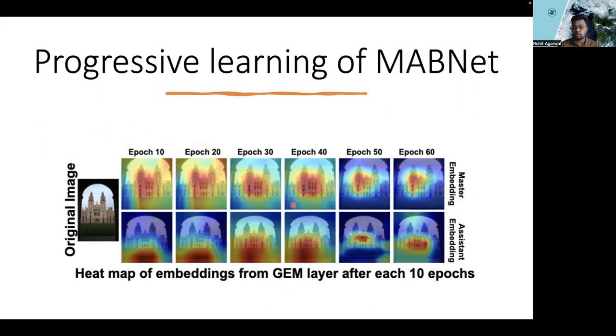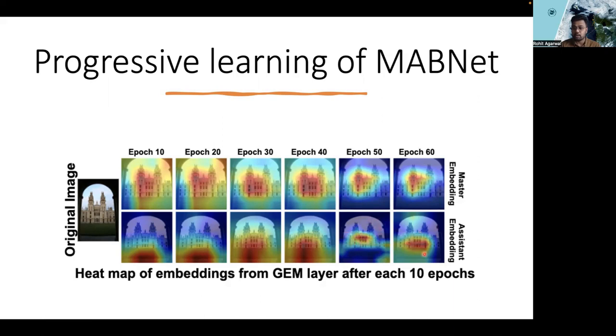This figure shows the progressive learning of master and assistant blocks. The master embeddings are more general and spread initially since it sees both the local and global crops. The assistant embeddings are also spread, but only to a part of the image, depending on the global crops passed to it. But the assistant block compares its nodes with the master block using self-supervision, and hence learns the localized information. This can be seen by the heat maps in the later epochs as it becomes more focused on one particular area.